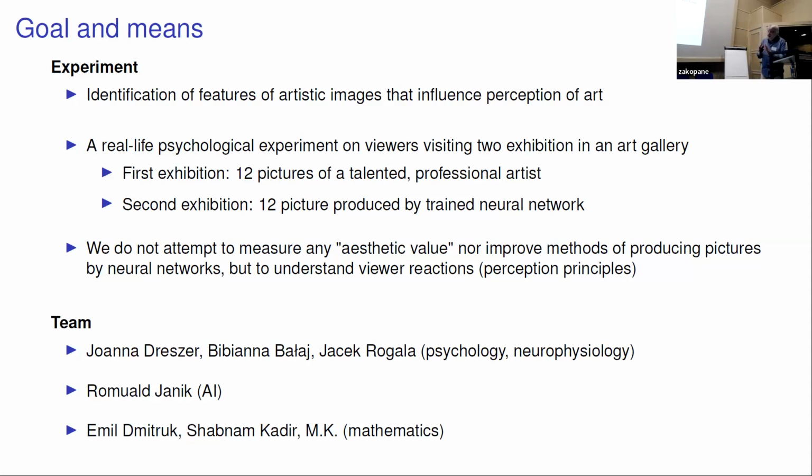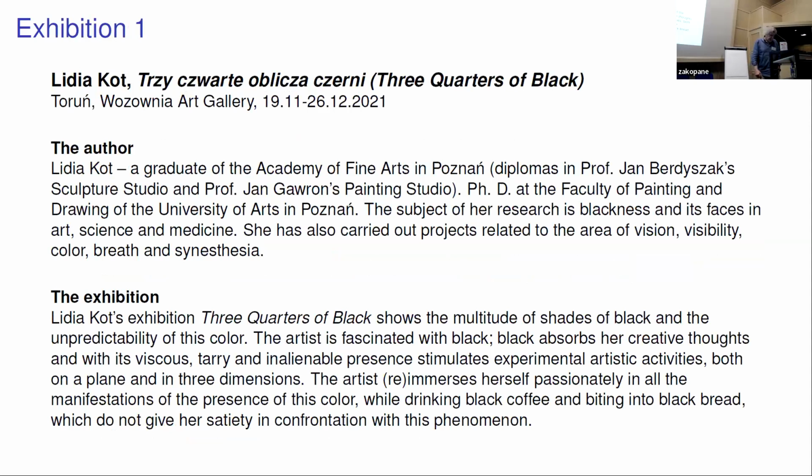The first thing that we did, in an attempt to measure the aesthetic value of these pictures or improve the methods of producing artificial art, was really to understand viewer reactions to them, which could somehow be encoded as perception. There was a team consisting of psychologists and my friend, a physicist, who now specializes in artificial intelligence and mathematics. I'm not a mathematician, but somehow the mathematical part was there.